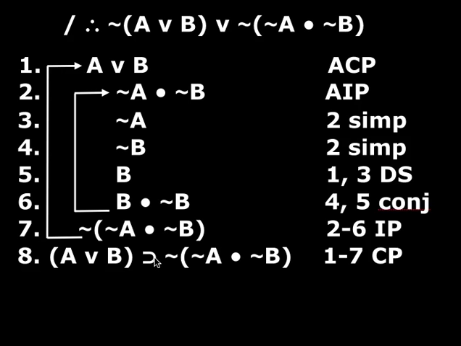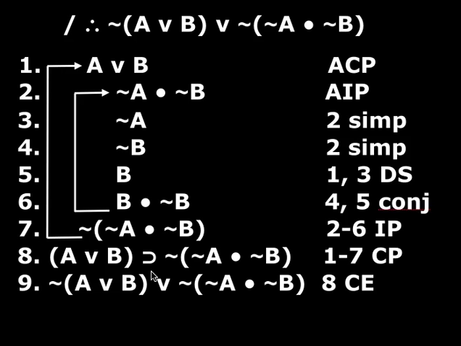Okay, now I'm just going to do the final step. I'm going to do conditional exchange here to complete the proof. Conditional exchange on 8, and now I've actually derived that statement, and the proof is over. Okay, well, that does it for chapter 4.